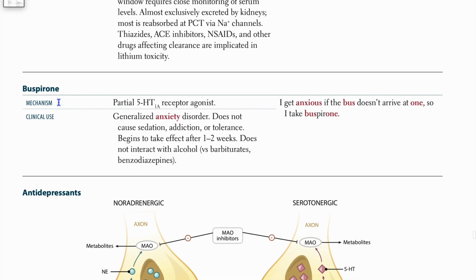Buspirone: its mechanism is as a partial 5-HT1A receptor agonist. Clinical use is generalized anxiety disorder; it does not cause sedation, addiction, or tolerance. It begins to take effect after 1 to 2 weeks, and does not interact with alcohol, versus barbiturates or benzodiazepines. I get anxious if the bus doesn't arrive at 1, so I take buspirone. Okay, so it's used for anxiety disorder.